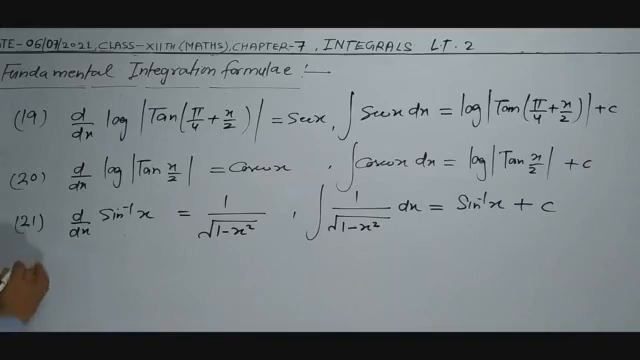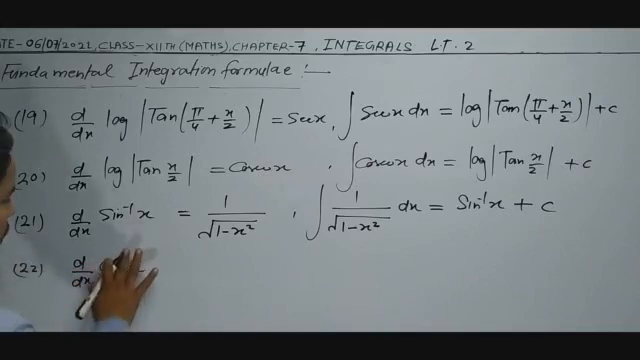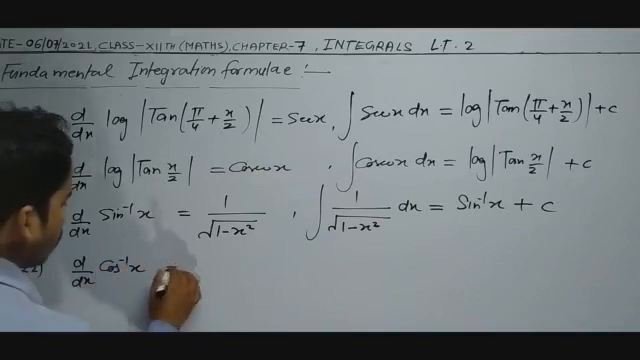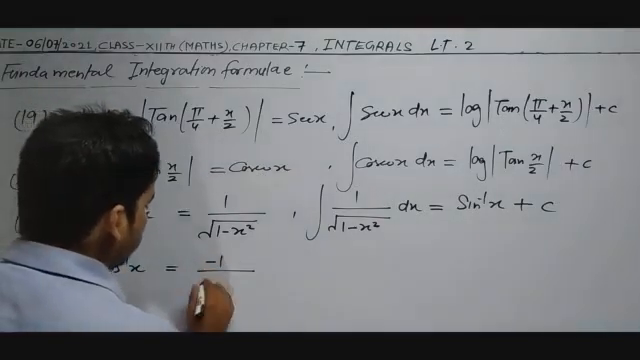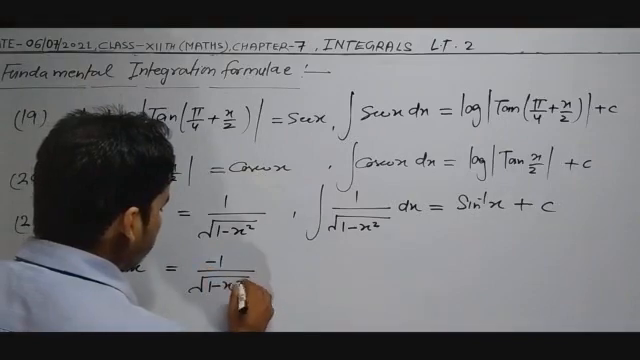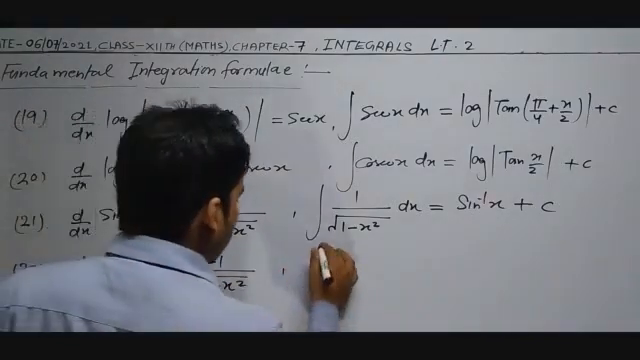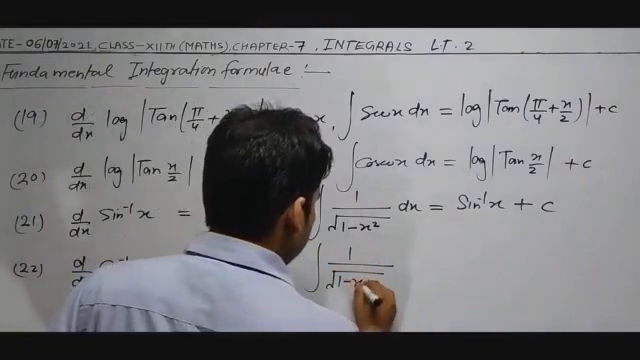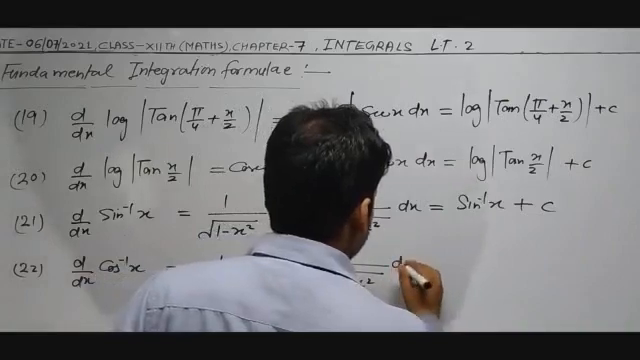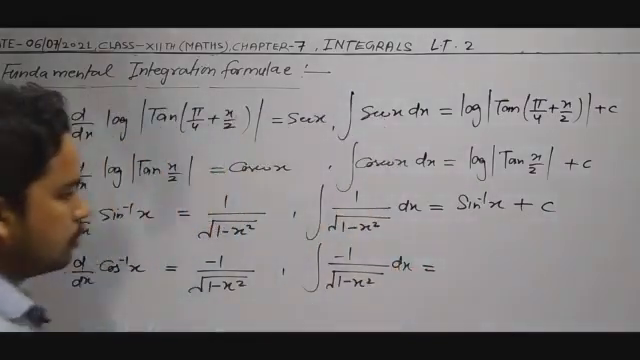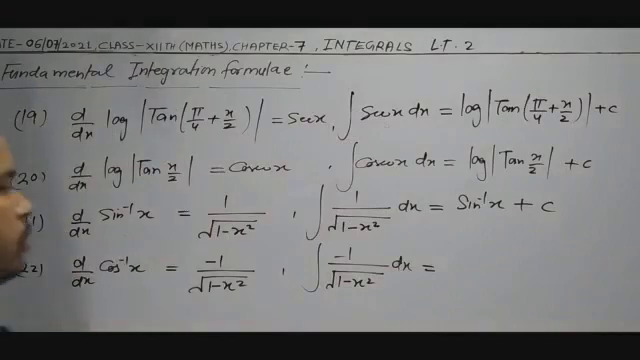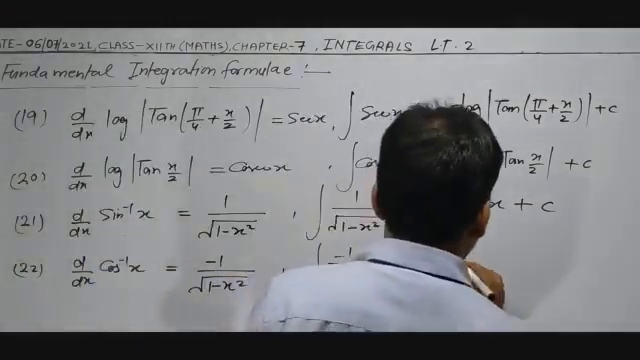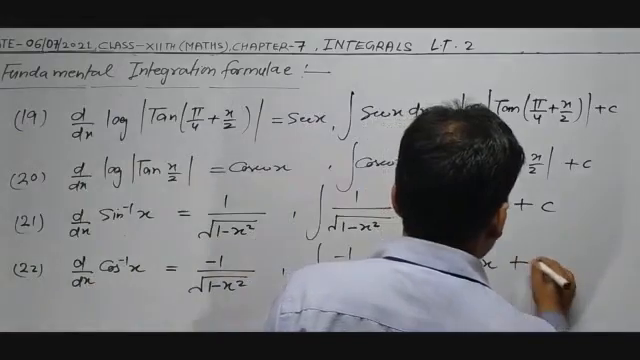Similarly, formula number 22, d by dx of cos inverse x is equal to minus 1 upon root over 1 minus x square. So now its antiderivative, minus 1 upon root over 1 minus x square dx with negative sign, result will be cos inverse x plus c.